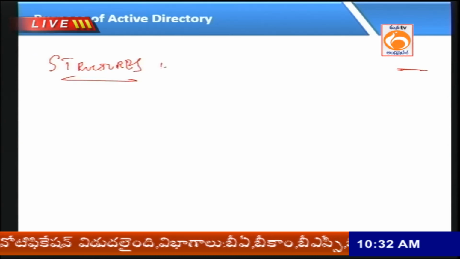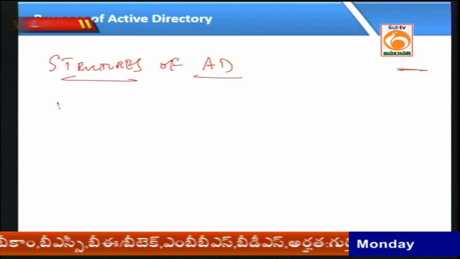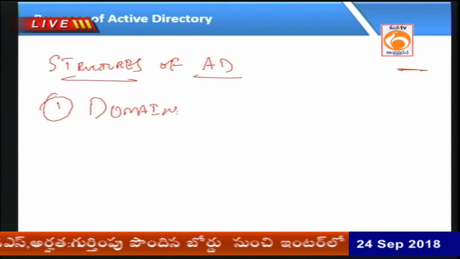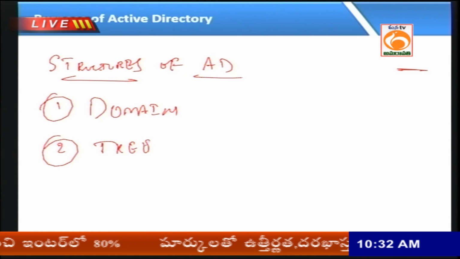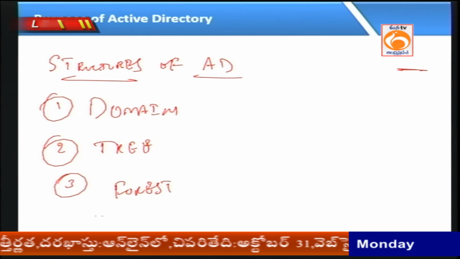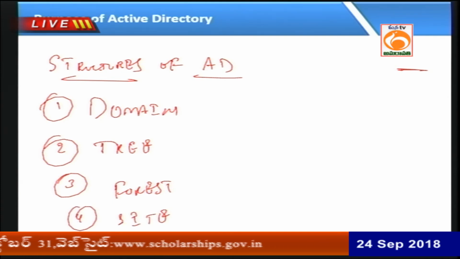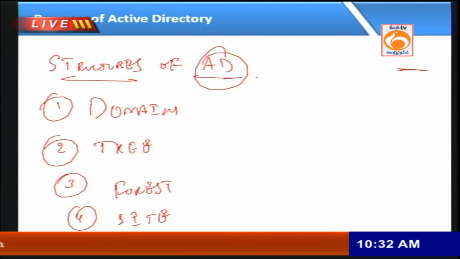Structures of AD. First we have a structure called domain. The next structure is called tree, forest, site. These are the four major structures of Active Directory.